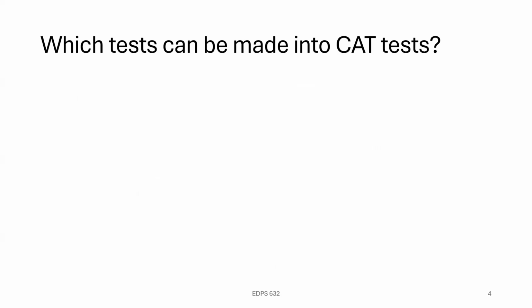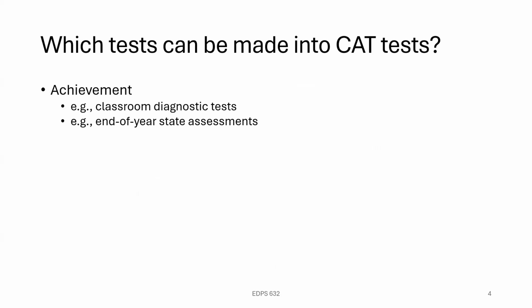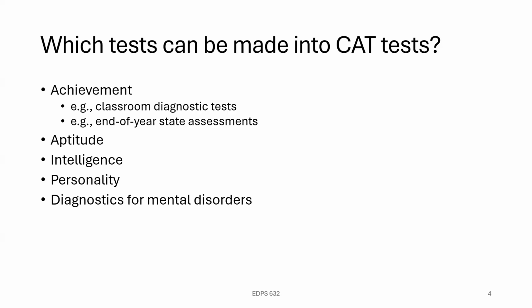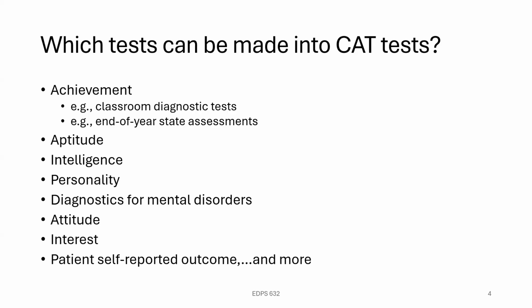The next question is, which tests can be made into computerized adaptive testing? There are so many. The first is achievement tests, such as your classroom assessment. After class, you take an exam or test to see how you did in the class, right? Or at many schools, there will be an end-of-year state assessment of students' progress. And we also have aptitude tests, intelligence tests, personality tests, and diagnostics for mental disorders, and so many more.